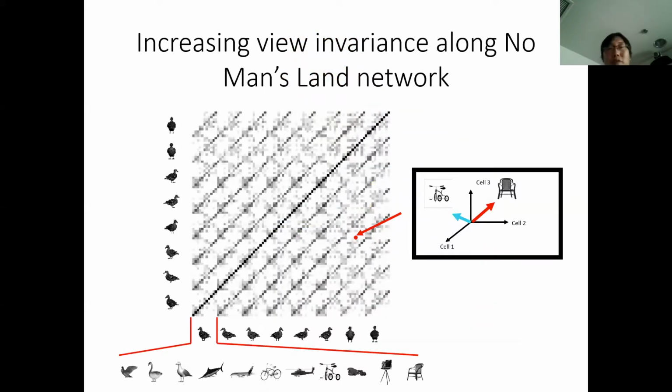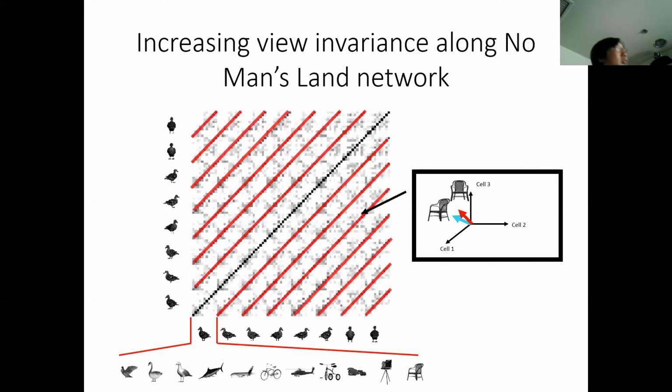To study this view invariant object representation at the population level, here we calculate a representation similarity matrix. This is an 88 by 88 matrix, including 11 preferred objects and 8 views for each object. Each entry represents the correlation between the population response vectors to a pair of different images. In this matrix, this diagonal line has a very special meaning. It represents the correlation between the responses to identical objects, but across different views.